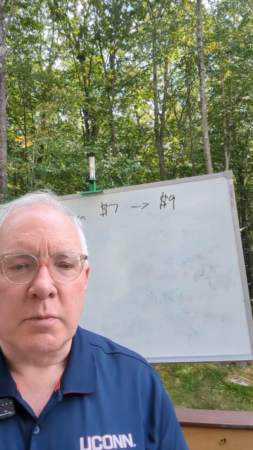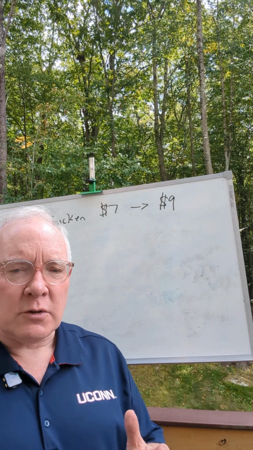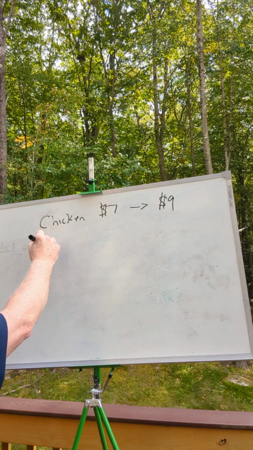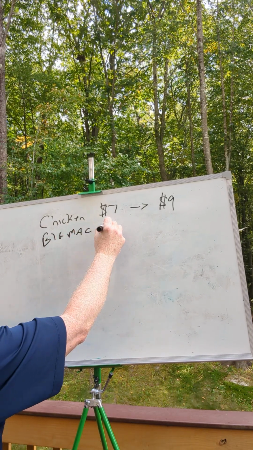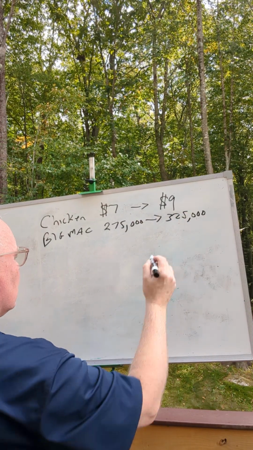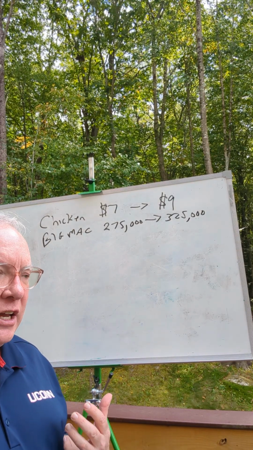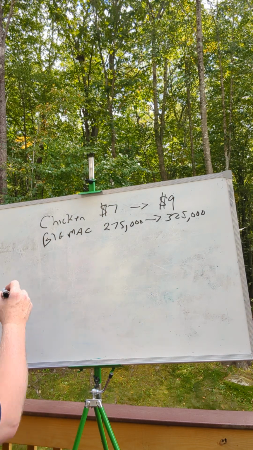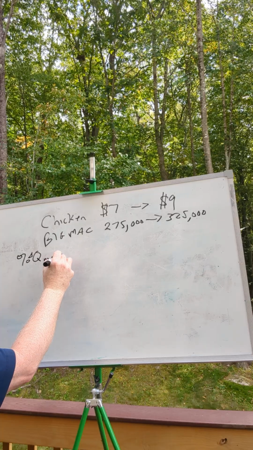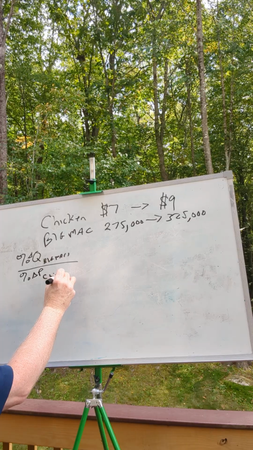And as a result, the quantity of Big Macs consumed increases from 275,000 to 325,000. So we can calculate the cross-price elasticity in terms of the quantity of Big Macs due to a change in the price of the chicken sandwiches. And so it is the same equation we talked about in class: the percent change in the quantity of Big Macs over the percent change in the price of the chicken sandwich.